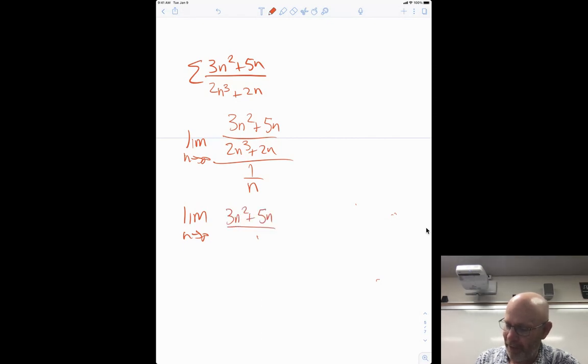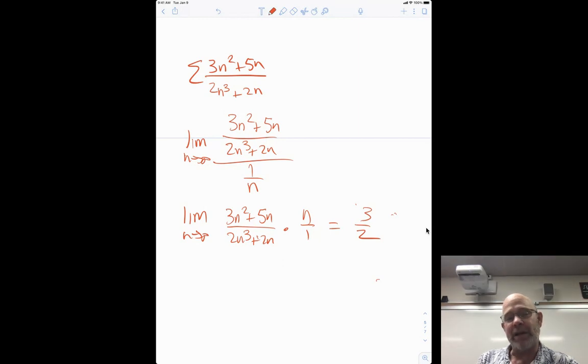3n squared plus 5n over 2n cubed plus 2n times n over 1. Now notice that the higher power on the top is now 3, and the higher power on the bottom is now 3. They're the same, which allows me to just say that limit is 3/2. It's really easy and really simple. And remember, what I'm shooting for here is a number greater than 0.